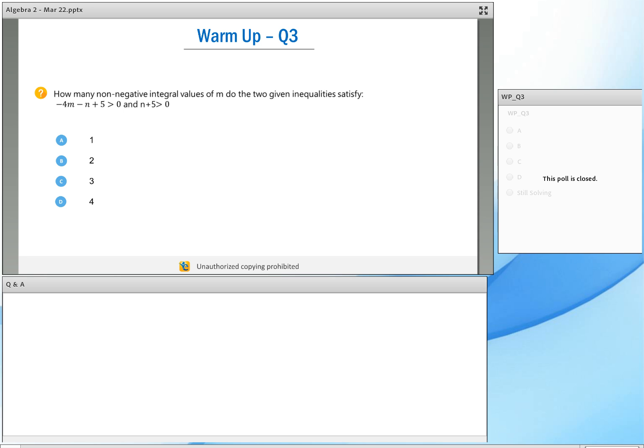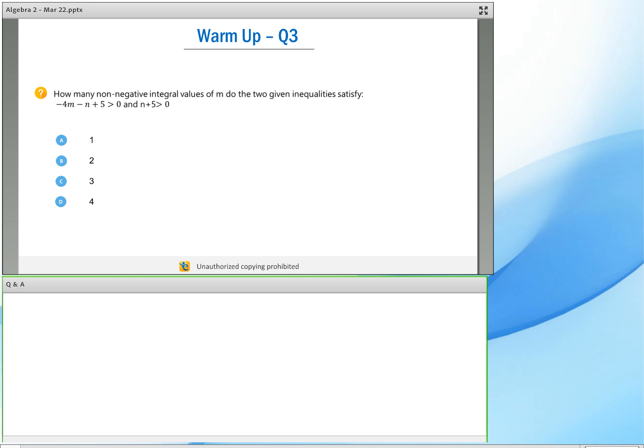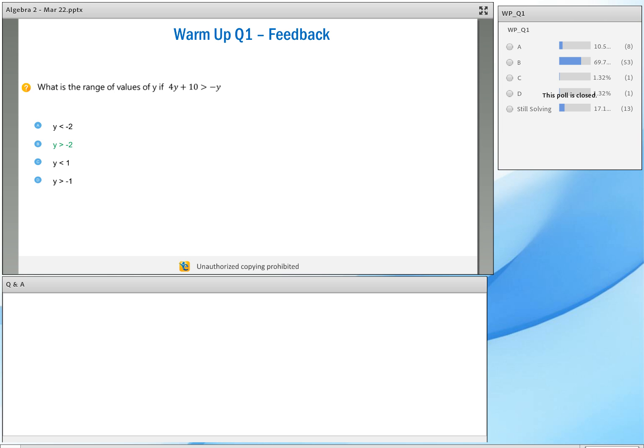I'm going to broadcast the results, and here what we see is we have a split. Pretty much every choice has a reasonable number of people who chose it. Now let me remind you, these are just basic questions, warm-up questions as we call them. That's why you see the poll name as WP. I'm going to start with the first question. This is how you guys polled in the first question. Choice B, about 70%, or pretty much everyone who responded, chose choice B.